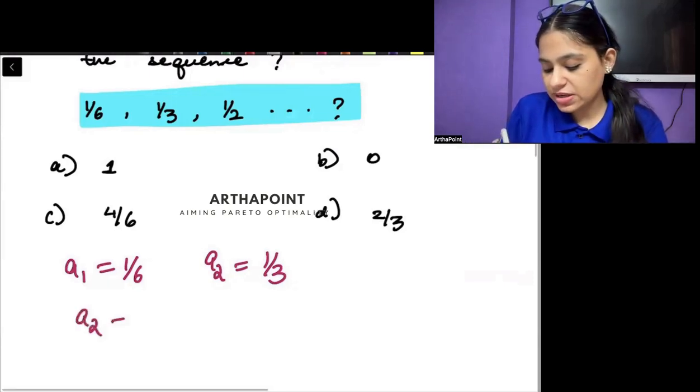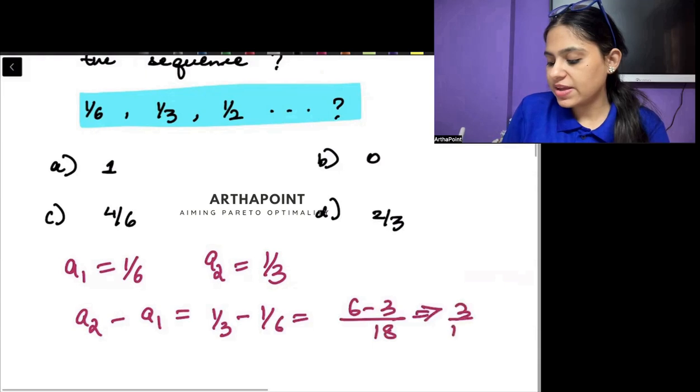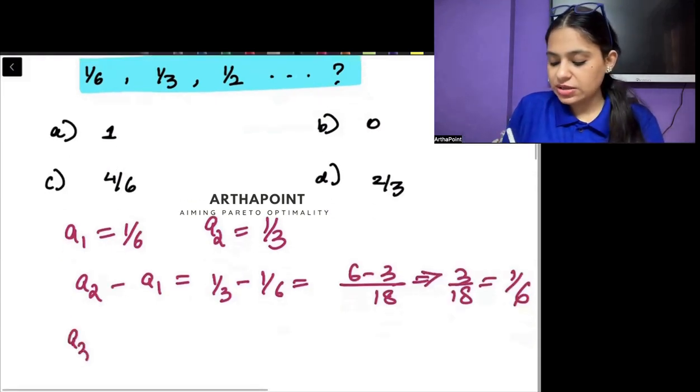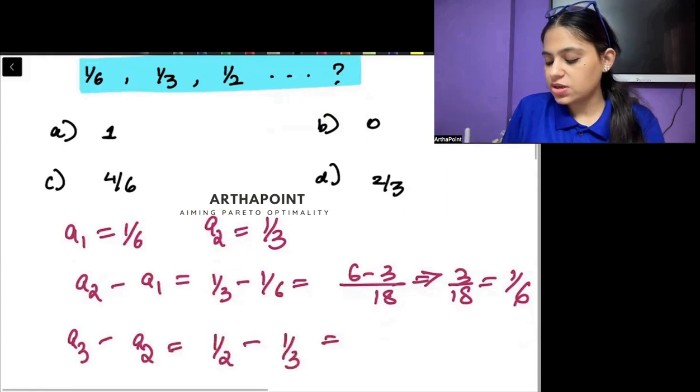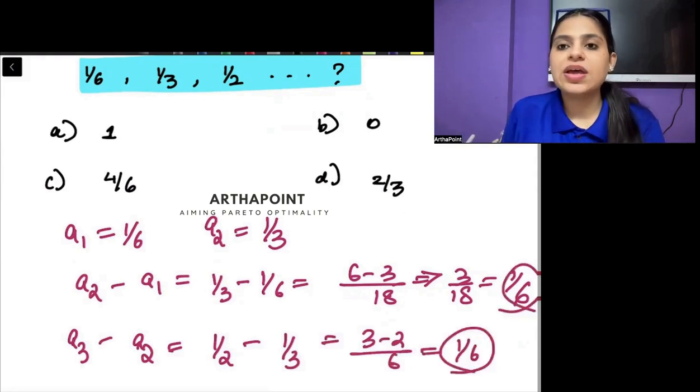So if I find a2 minus a1, I will get 1/3 minus 1/6, which is 6 minus 3 over 18, so 1/6. And if I do a3 minus a2, this is going to be 1/2 minus 1/3, so 3 minus 2 over 6, so 1/6. So the common difference is 1/6.